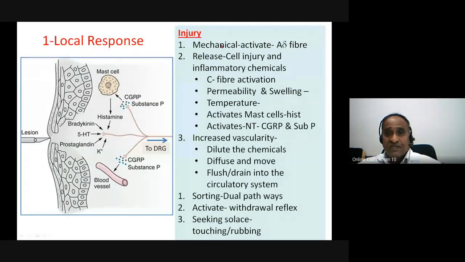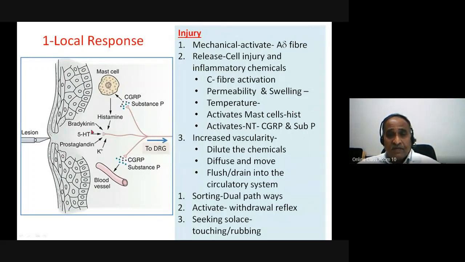Now, what happens here? The mechanical cut activates the A delta fibers that will release the injury and inflammatory chemicals, as I have mentioned, that would activate C fiber. So now the C fiber is activated.